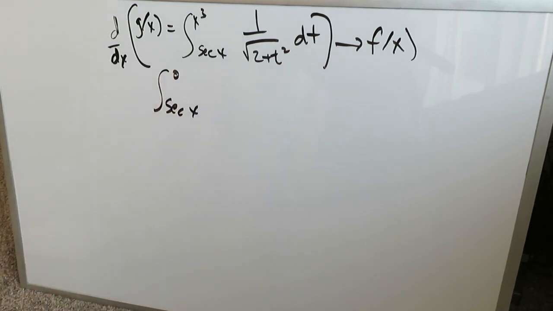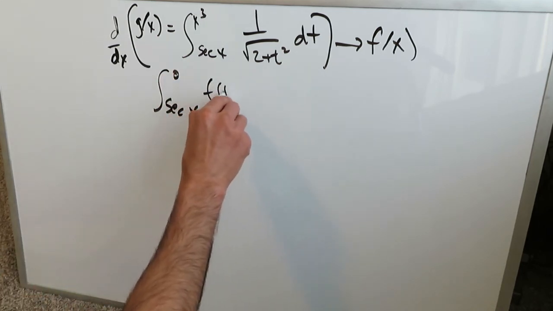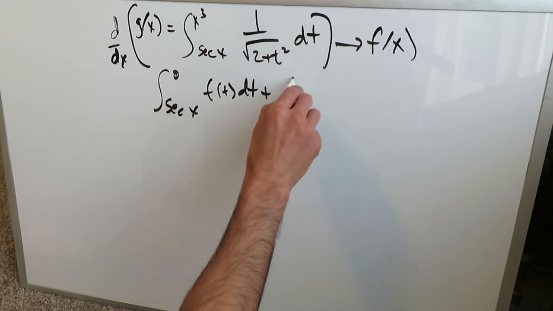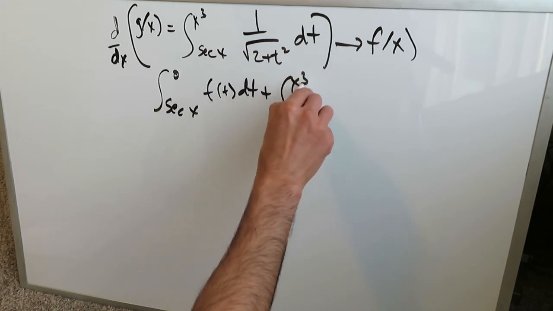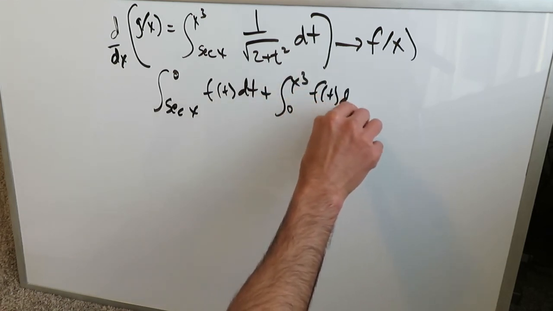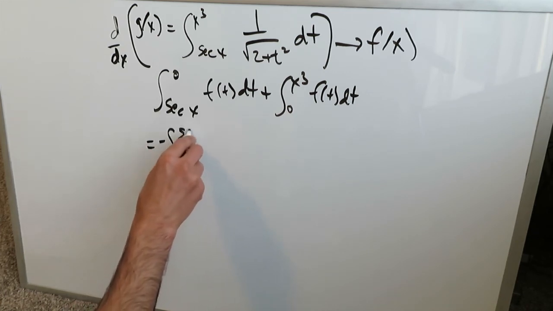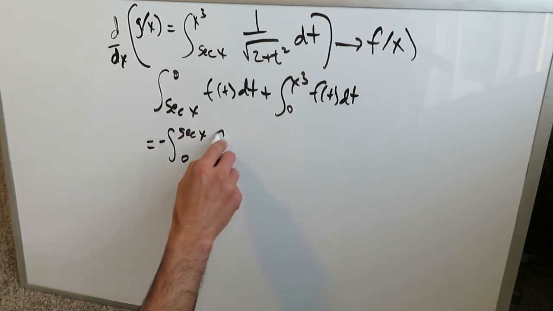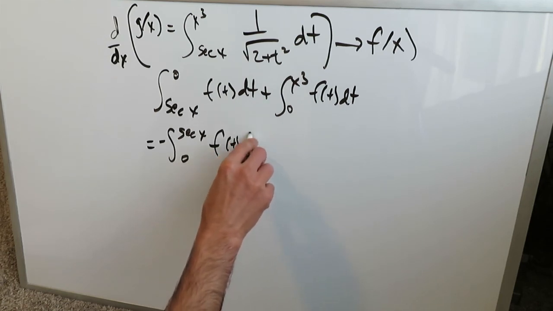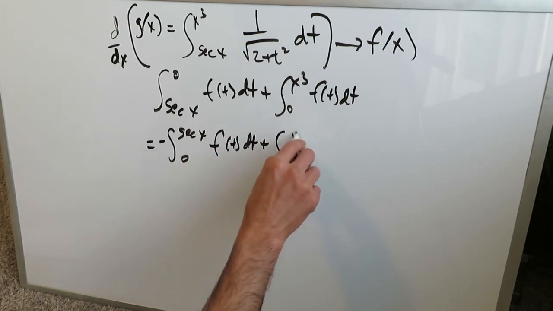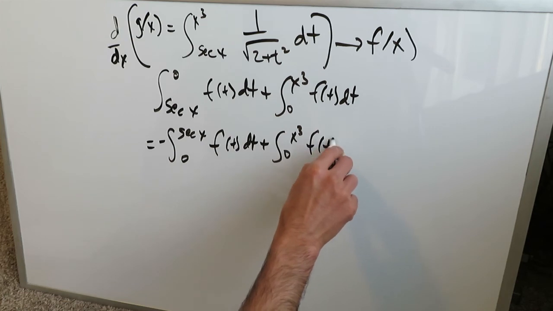Secant x up to upper limit of 0, f of t dt, plus 0 up to x cubed, f of t dt. And we can flip the interval over here using the minus sign. You know how to do that now. It's one of the properties of integrals: minus the integral from 0 to secant x of f of t dt, plus the integral from 0 to x cubed of f of t dt.